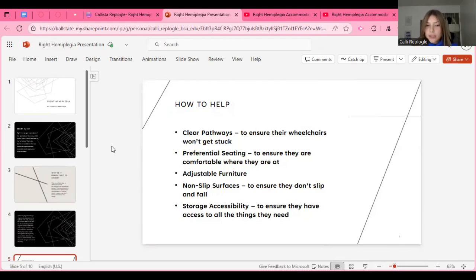So how can we help as teachers? Clearing pathways, just to make sure that wheelchairs won't get stuck. I'll talk more about that in one of my accommodations. Also preferential seating, just to make sure they're comfortable in school. And adjustable furniture, which I'll also talk about in one of my accommodations. Then non-slip surfaces, to ensure that they don't slip and fall. And storage accessibility, to make sure that they have access to all the things they need, and also that they can ask somebody if they need something as well.